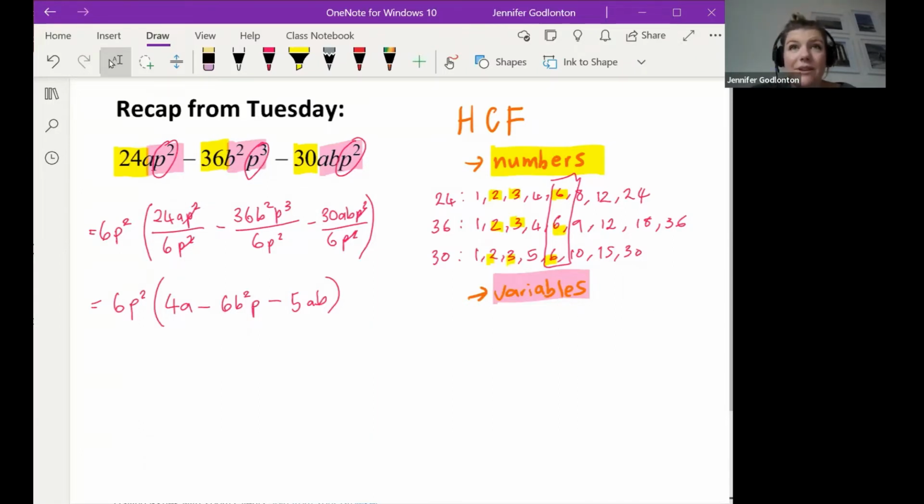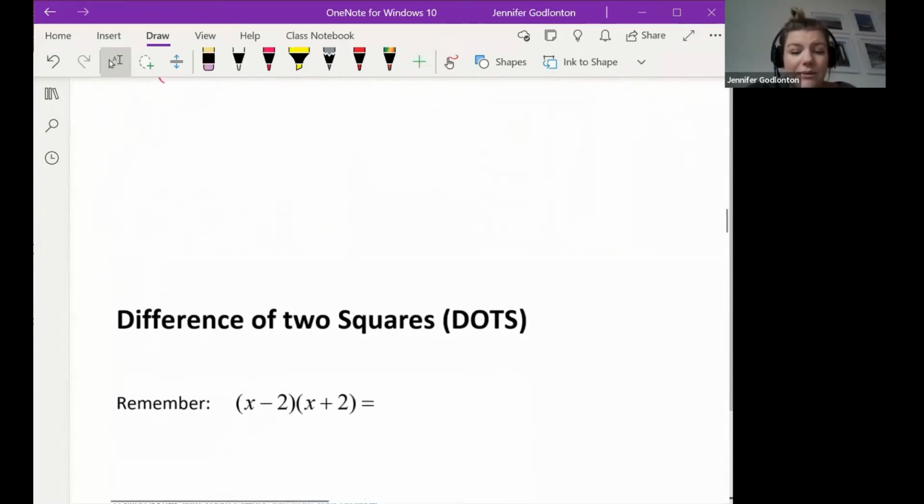Today, we are moving on to the second part of factorization. The first part was the highest common factor. And remember, if you're new, you can always watch these videos on the website, so don't panic. You can watch our video from Tuesday on the website. And today we're going to have a look at difference of two squares. That is what we're going to focus on today.